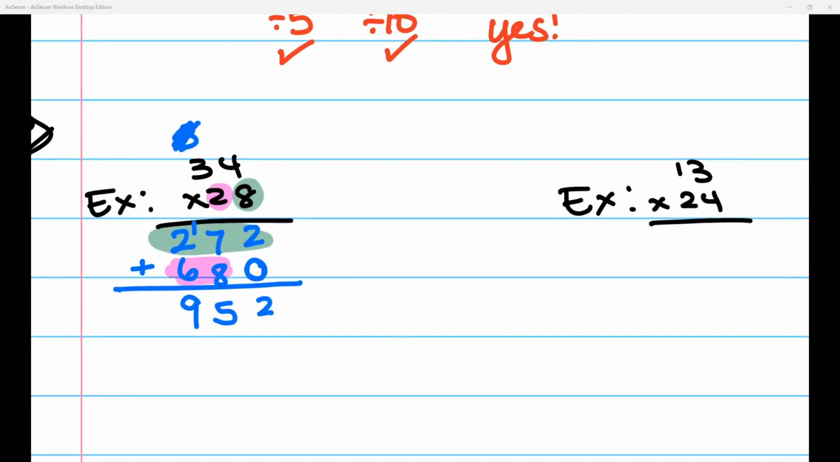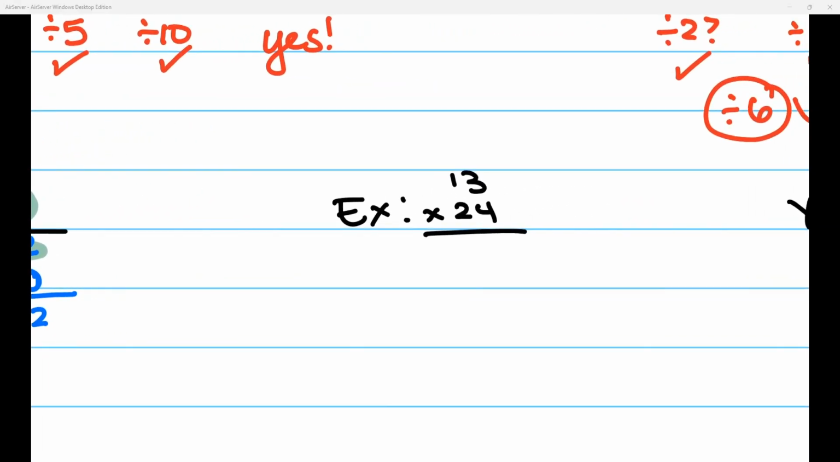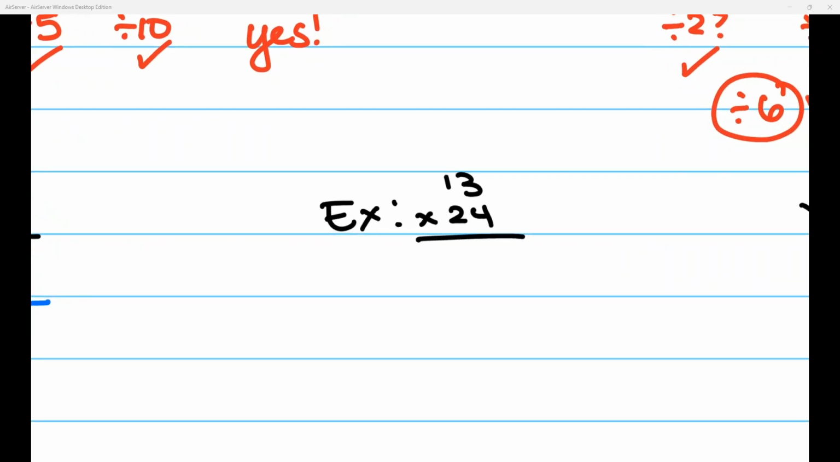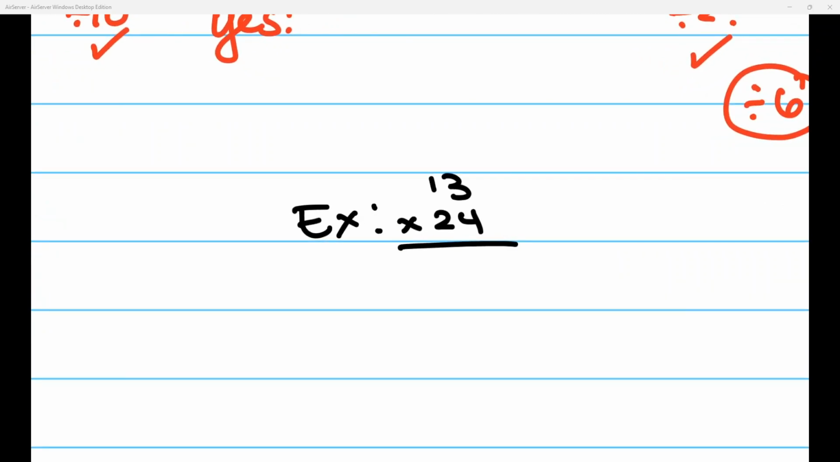Hopefully this is like major review, and maybe I'm knocking some of the cobwebs off if you forgot how to do it. We're going to do the same thing. I'm going to start by multiplying by my ones, in this case 4. First thing I'm going to do is multiply 4 times 3, and I get 12. The 2 goes down here. I bring the 1 over and carry it.